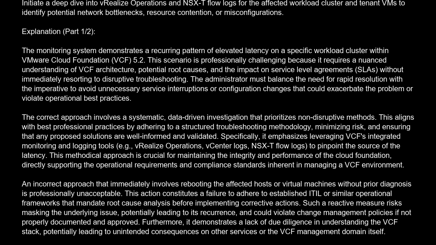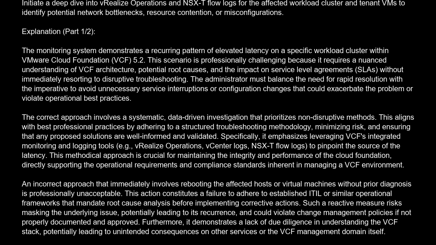The administrator must balance the need for rapid resolution with the imperative to avoid unnecessary service interruptions or configuration changes that could exacerbate the problem or violate operational best practices. The correct approach involves a systematic, data-driven investigation that prioritizes non-disruptive methods. This aligns with best professional practices by adhering to a structured troubleshooting methodology, minimizing risk, and ensuring that any proposed solutions are well-informed and validated. Specifically, it emphasizes leveraging VCF's integrated monitoring and logging tools, e.g., vRealize Operations, vCenter logs, NSX-T flow logs, to pinpoint the source of the latency.